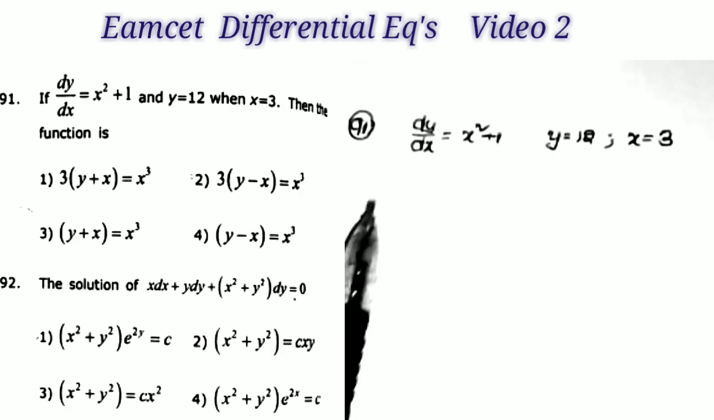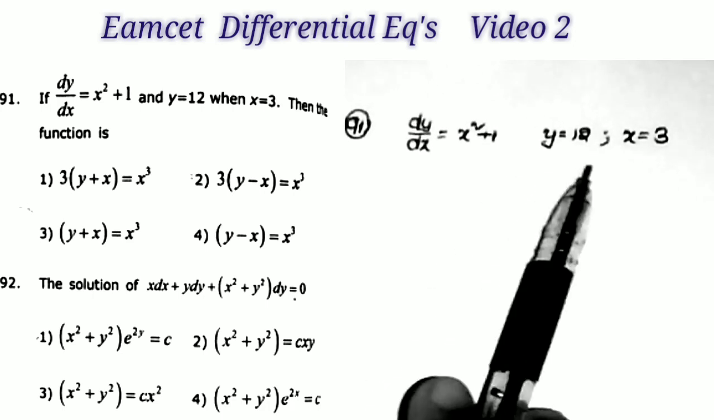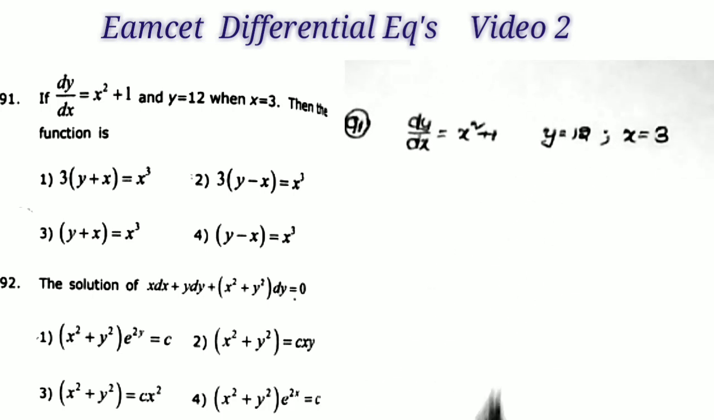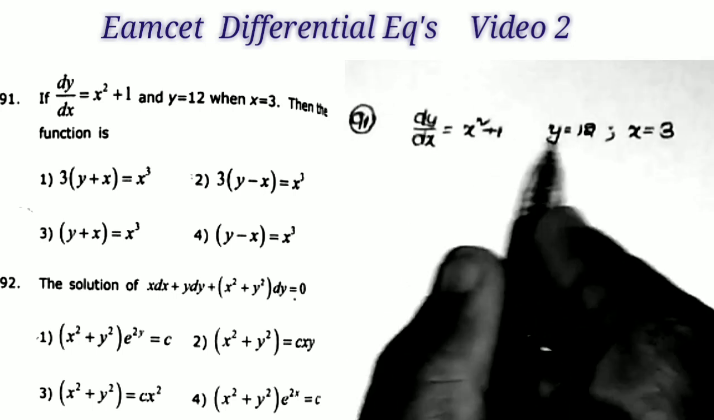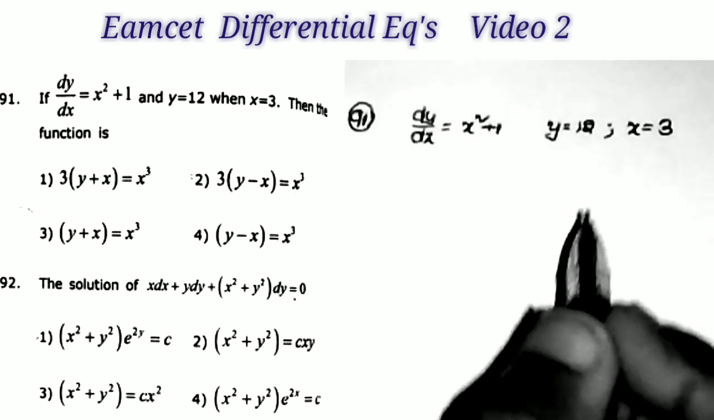Now this is sum number 91. The question is: dy by dx is equal to x square plus 1, and y is equal to 12 if x is equal to 3, then the function is equal to. So here one equation is given and the x, y values are also given.